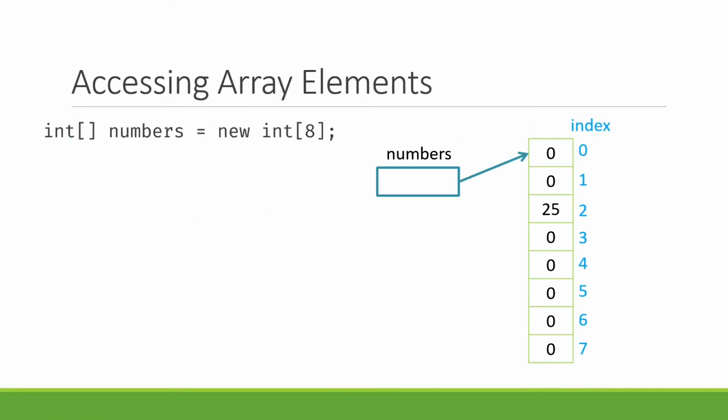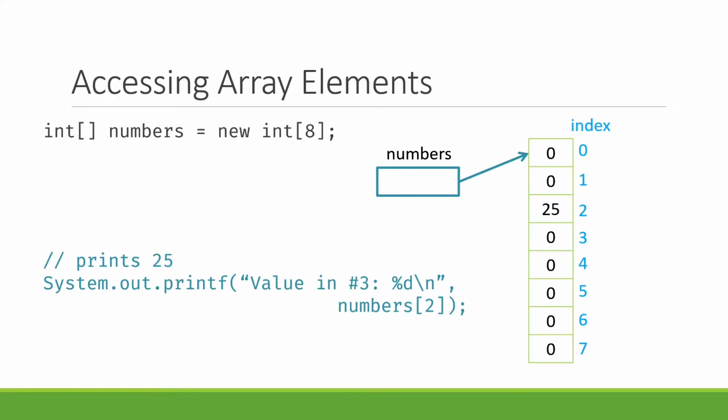You can also read an individual array item by its index. For example, if I want to print the value inside the third element of numbers, I can just refer to numbers index 2. However, usually you want to iterate through an array or loop through an array, and this is actually really easy to do with a for loop.